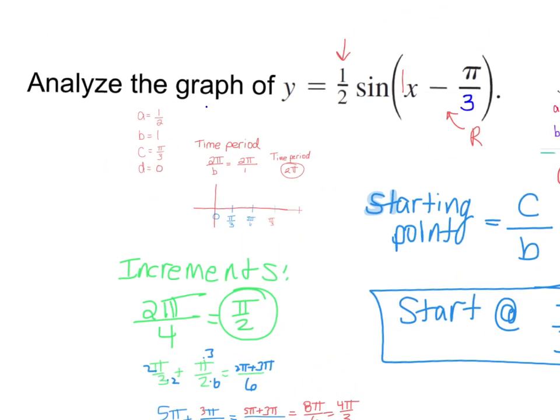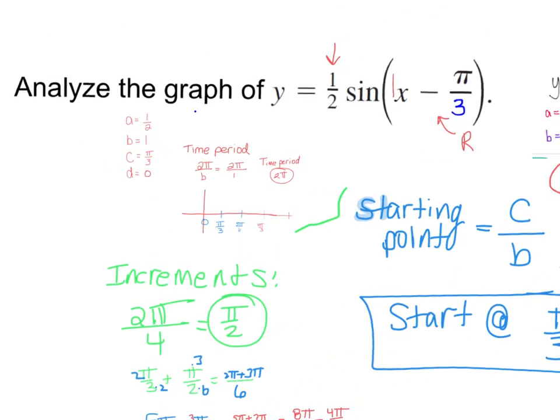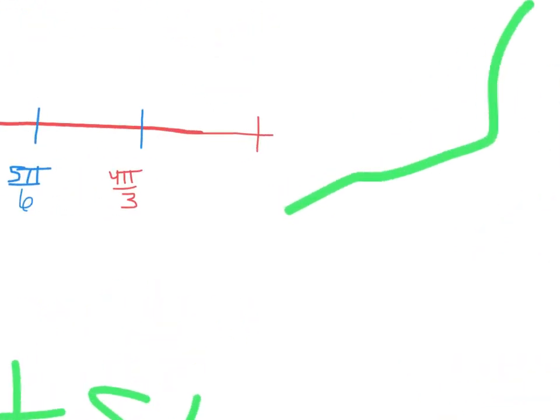So this tick mark over here is 11 pi over what? Over 6. Thank you. Let me erase this a bit. Over 6.